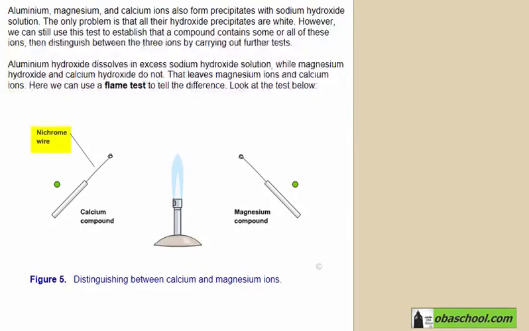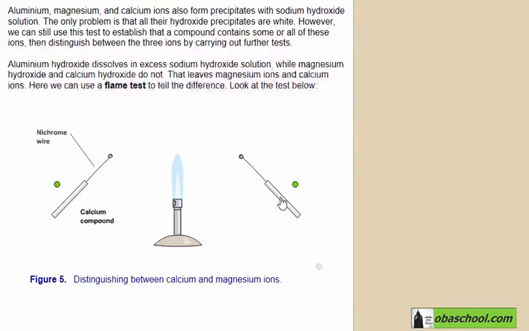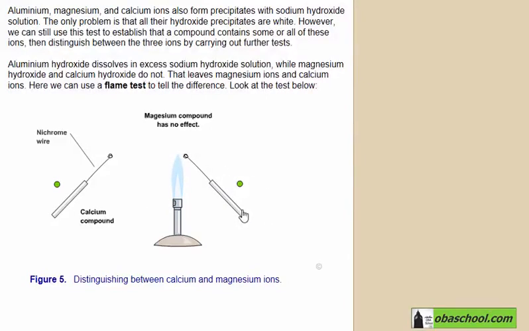This is a nichrome wire, which is dipped in a calcium compound. We will observe the color of the flame. A calcium compound turns the flame brick red. Let's examine the magnesium compound. The magnesium compound has no effect. So again, calcium will produce a brick red flame, whereas magnesium has no effect on the flame.